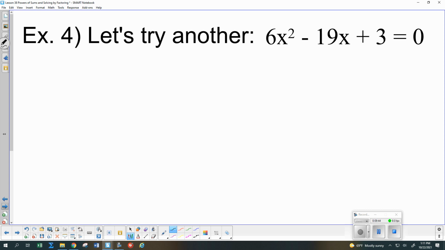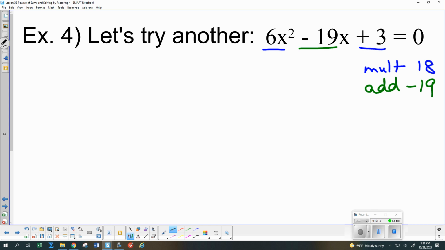This one's going to be messier, right? Because we don't have the 1x squared. Is it already equal 0? Is it in the correct order? Is there a GCF? So I need to do my AC method. I need to find two things that multiply to be 18, and they need to add to be negative 19. Who can come up with numbers that work for that?